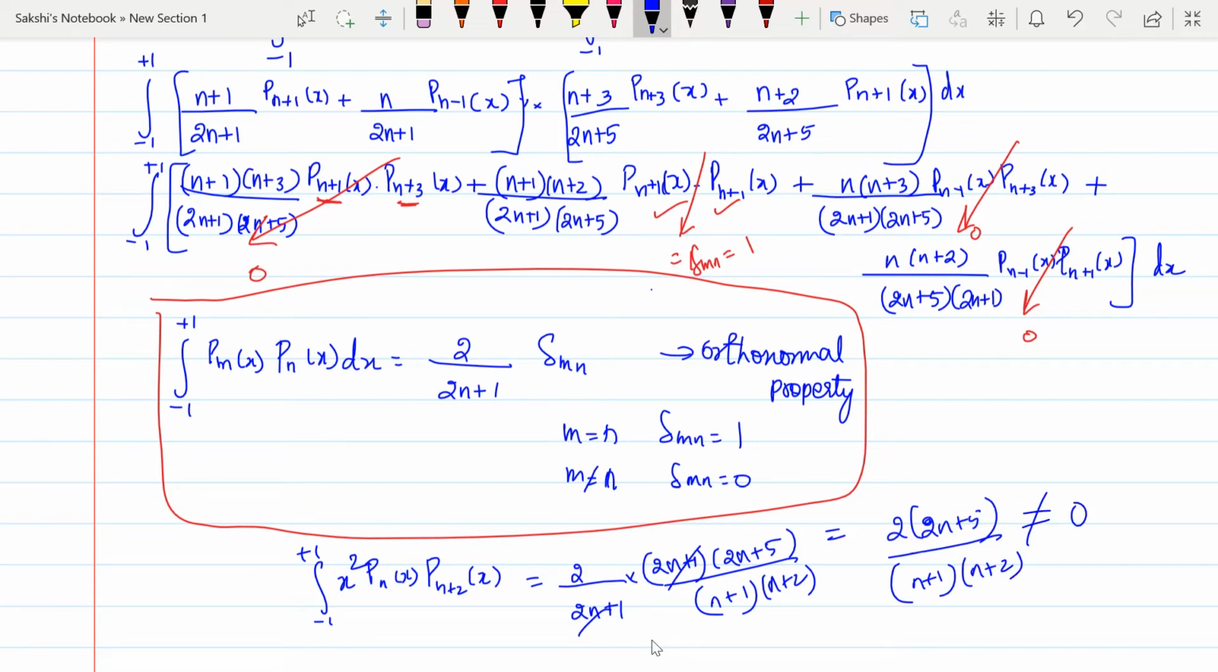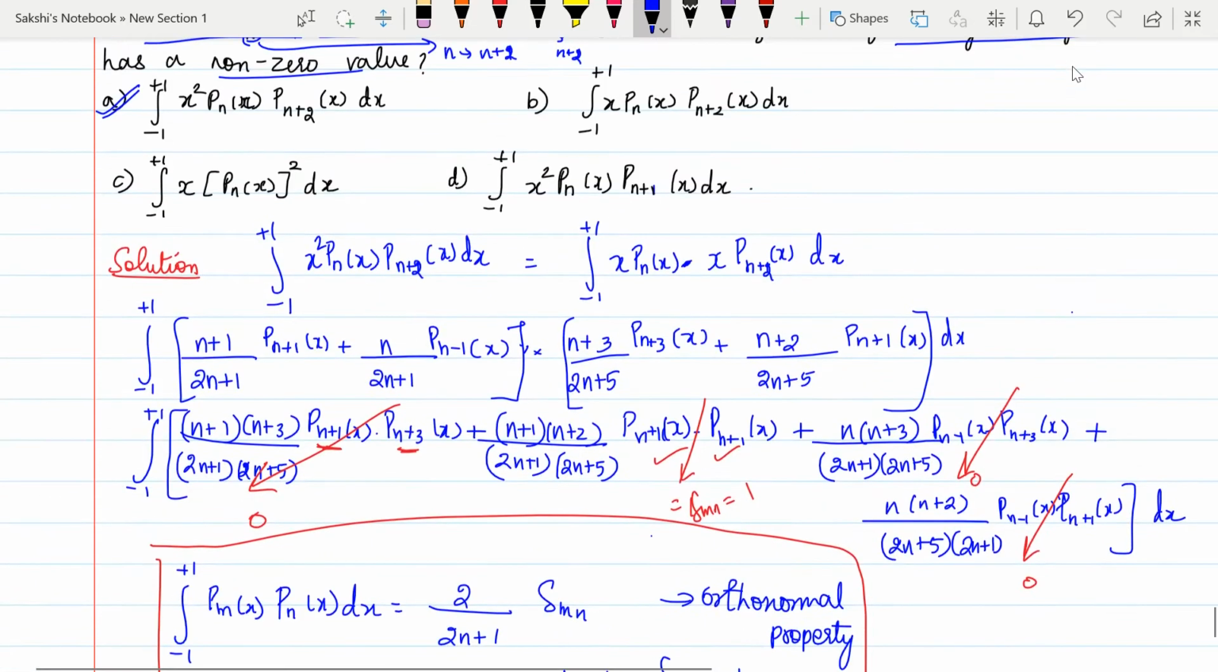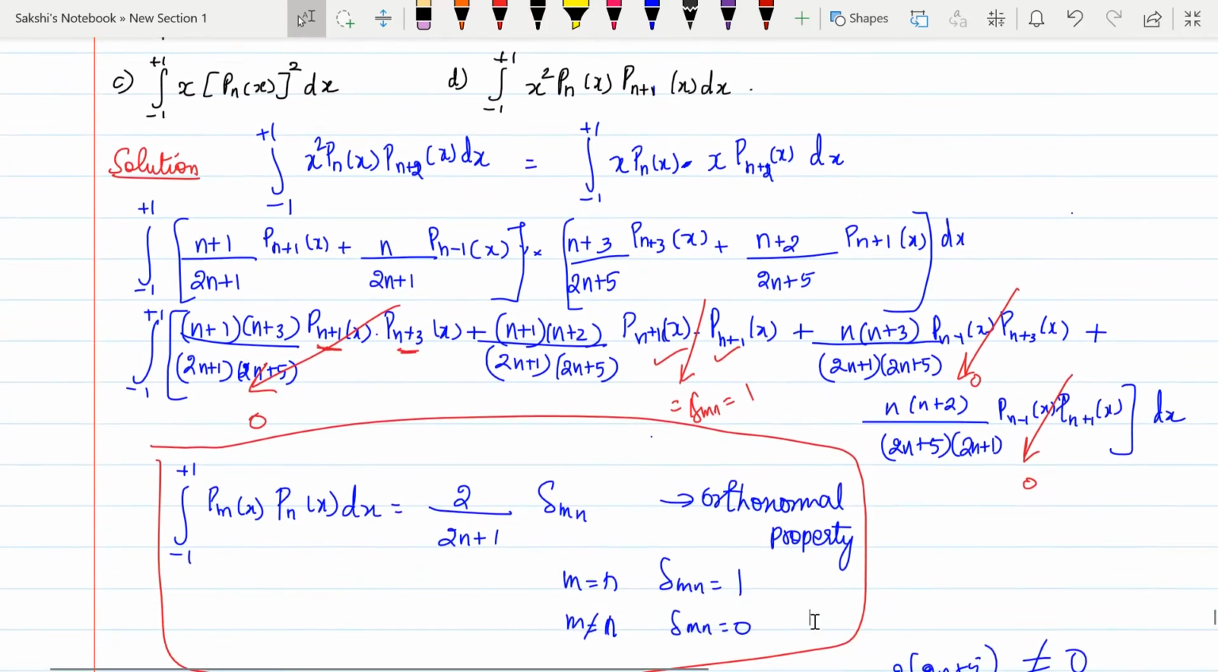So this is not equal to 0. Therefore, you can see this is not equal to 0. Even if you put n equal to 0, you're not going to get any zero value here. So therefore, this option suits the given question. So option A will satisfy. So you're going to try the same for option B and option C and option D. So you're going to check whether you're getting 0 or not.